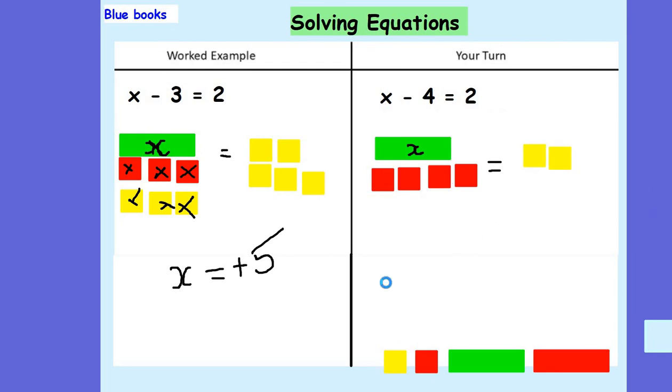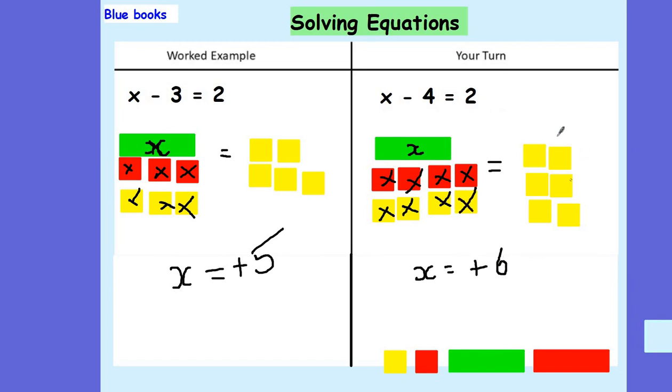To cancel out those 4 red squares, I need to add 4 yellow squares. And whatever I do to one side, I need to make sure I do the same to the other. Now if I cancel out my 0 pairs, I'm left with x is equal to positive 6. 6 lots of positive 1.